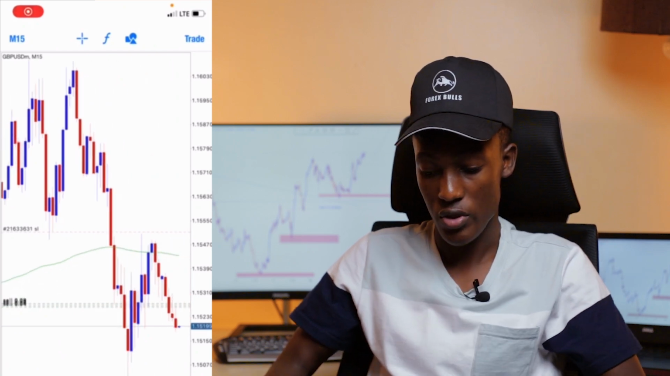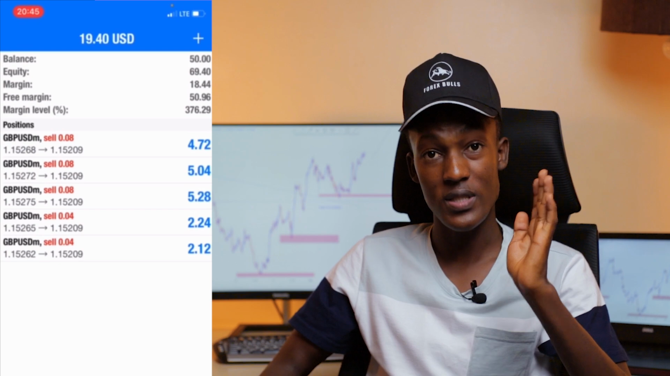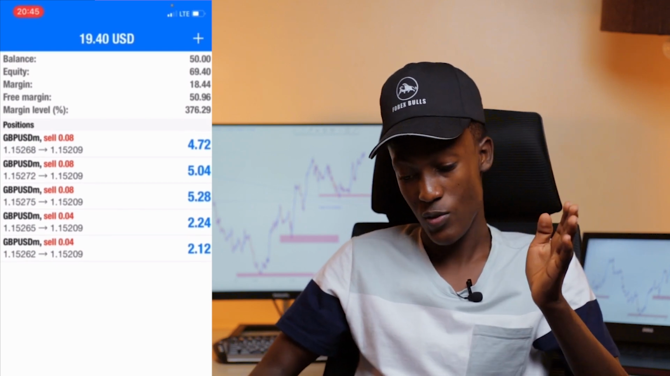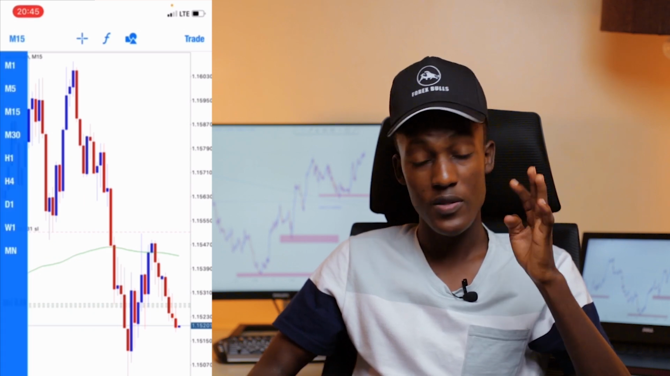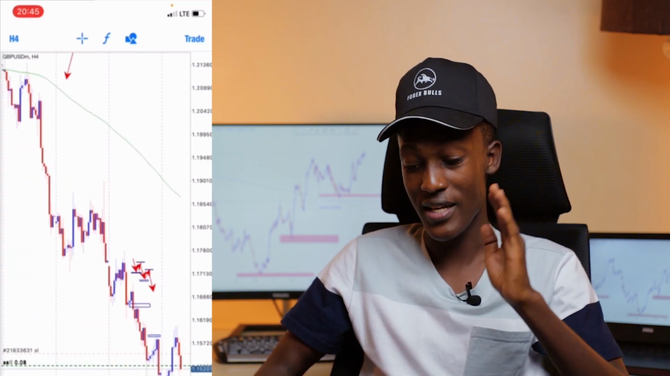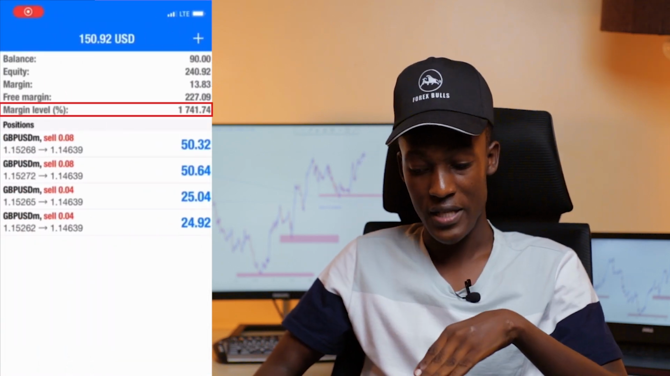Alright, as you can see, these were the first trades that I took. This was GBP/USD all along, so I took sales. You can see that the lot sizes were relatively big because I had 0.08, that's 3 times, and then 0.04, so that's crazy. One thing I want you to really consider is the margin level.